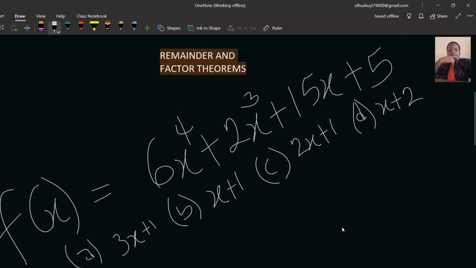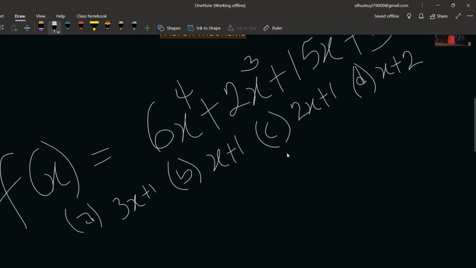When you have a question like this, you have f of x equal to 6x raised to the power 4 plus 2x cubed plus 15x plus 1. All you are told to do is to determine which of the following is a factor of this function. Let me remind you of this. Before that, you need to have an idea.